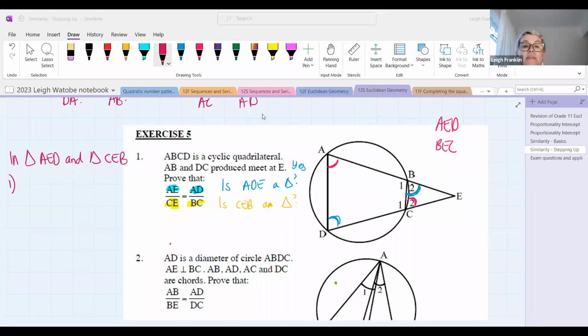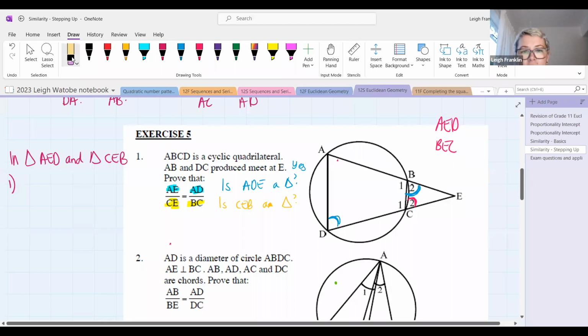No, Angel, this is similarity, not proportionality. For proportionality we need parallel lines. Nkoniza, yes, lovely. E is common, beautiful. So again, you've got one triangle nestled inside another.